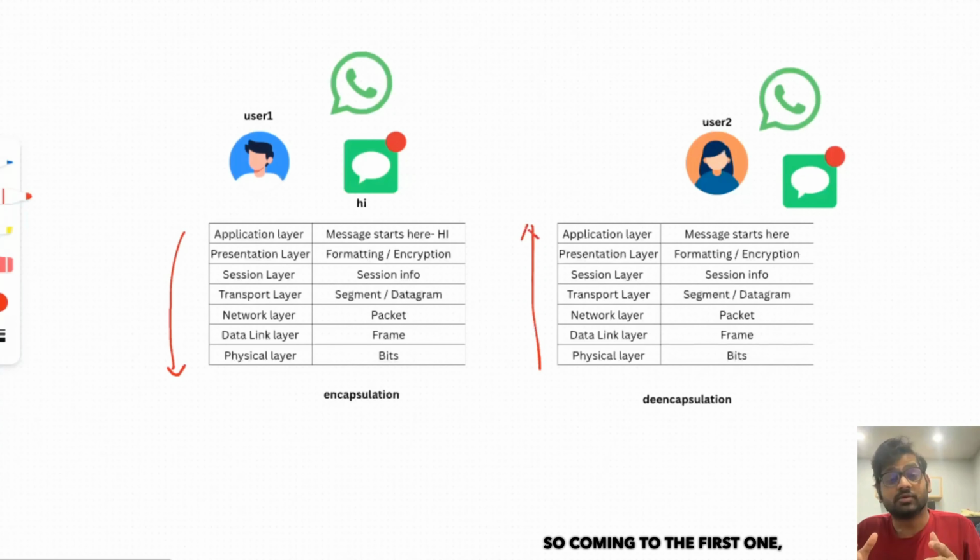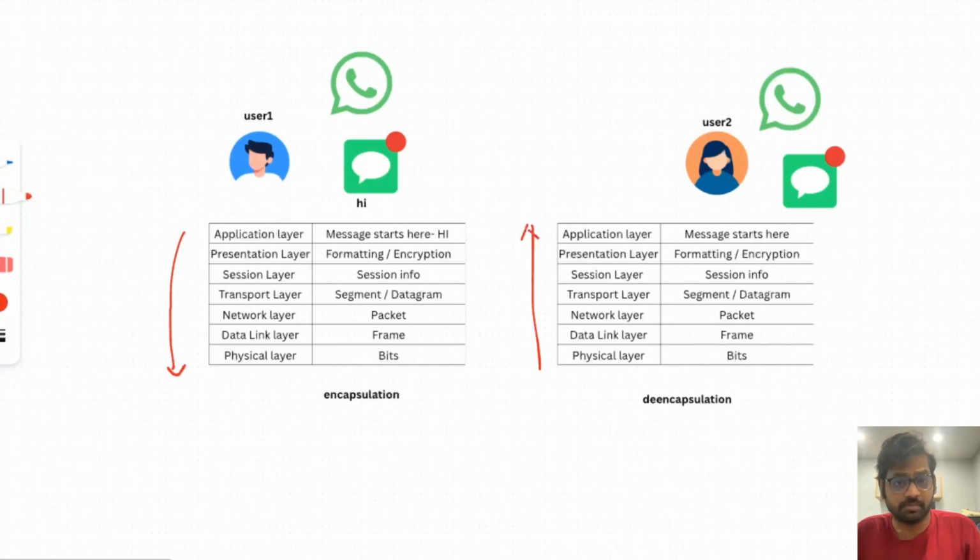Coming to the first one, the application layer, this is where your data is created by the software you use, like WhatsApp, Gmail, or a browser. It decides what needs to be sent, like a text, a video, or a file. The application layer doesn't care about how the data travels. It just provides the content and passes it to the presentation layer.